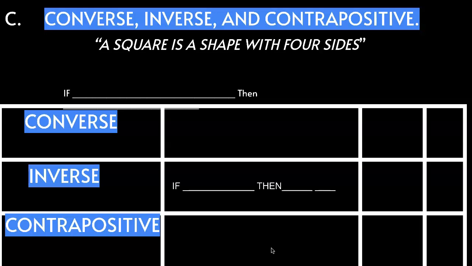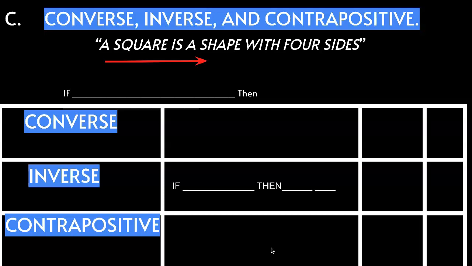So here I have a conditional statement. A square is a shape with 4 sides. I'm kind of talking about what a square is. I'm saying if a shape is a square, then it has 4 sides. When you see that word is, it goes forward. My dog is brown.